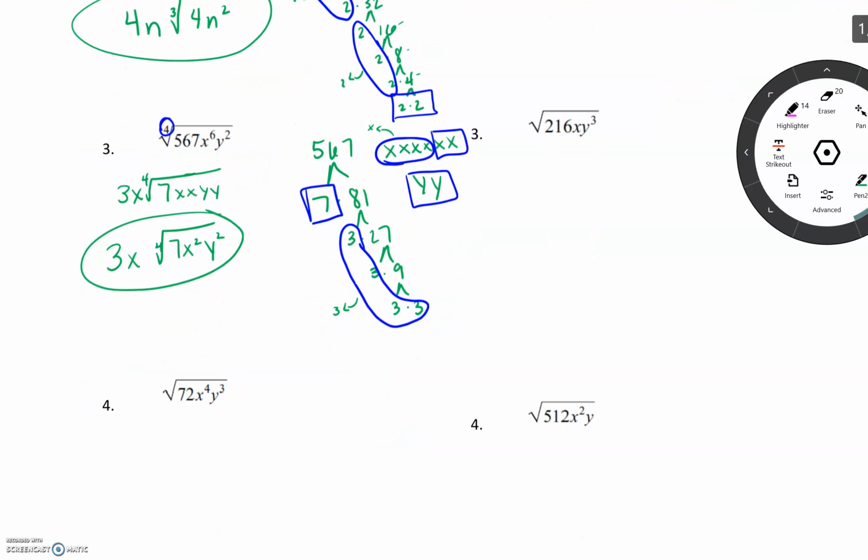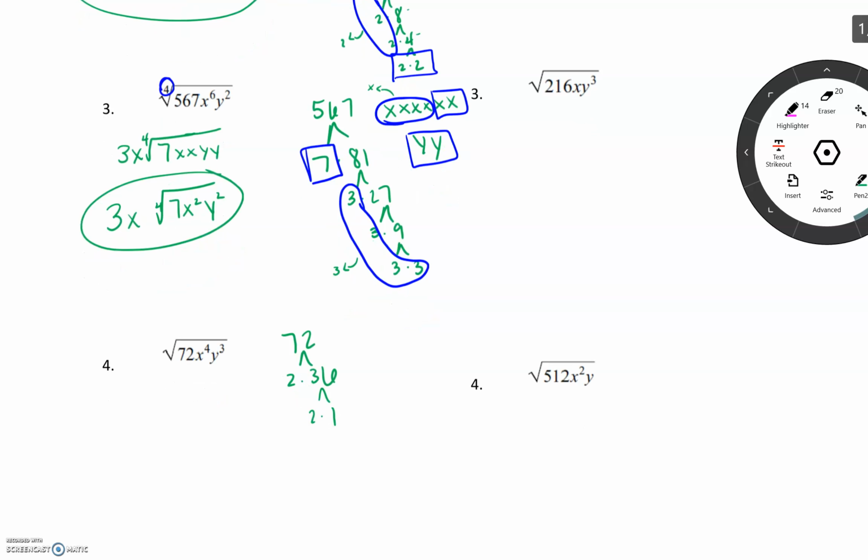One more example to go over together. Square root of 72 x to the 4th y to the 3rd. So if we simplify 72, it is even, so let's start with 2. 2 goes into 7 3 times with 1 left over. 2 goes into 12 6. 2 goes into 3 once with 1 left over. 2 goes into 18 9 times.